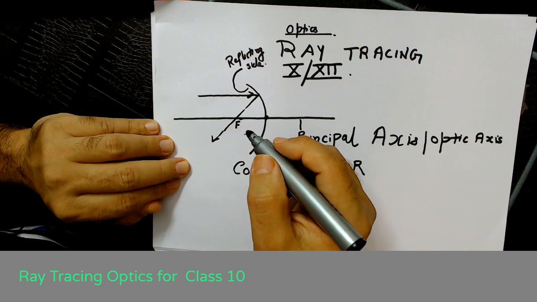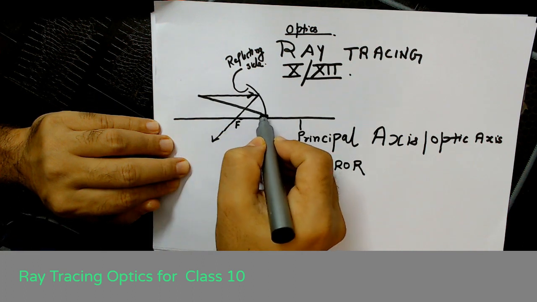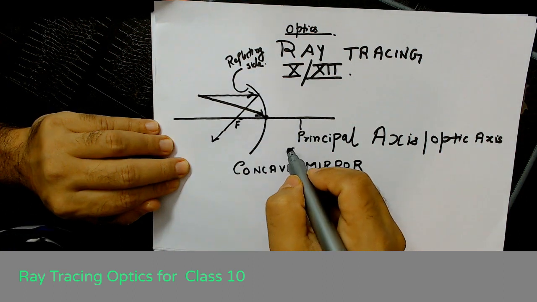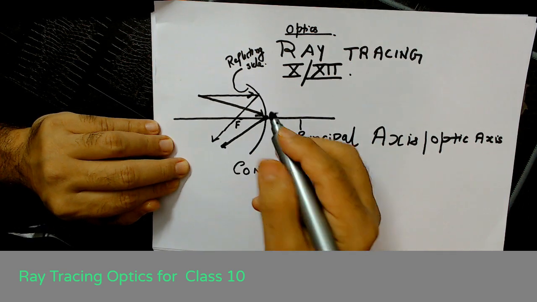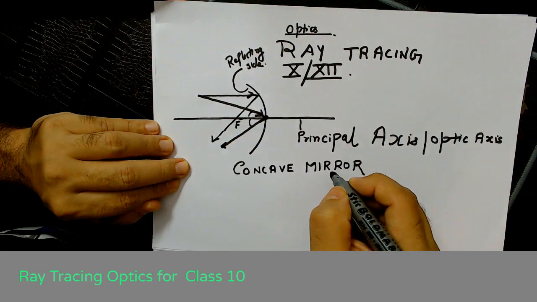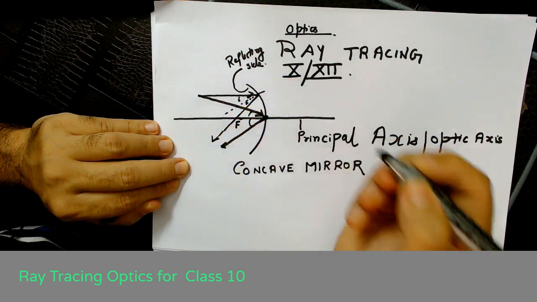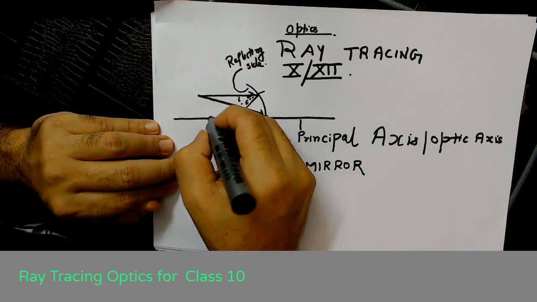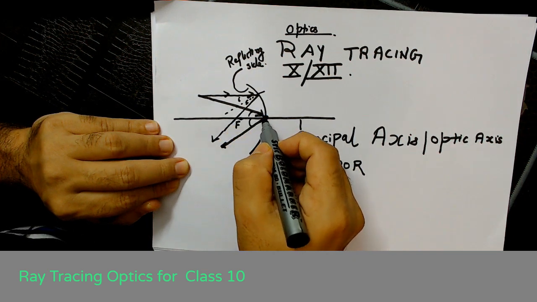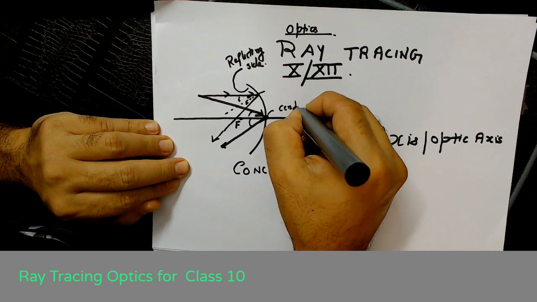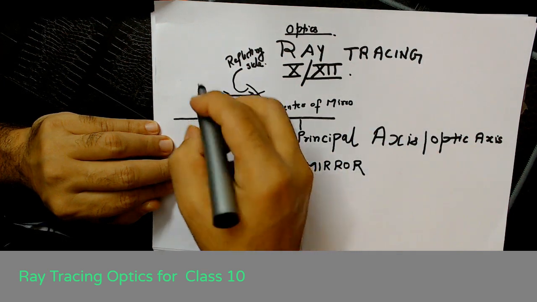The second ray you're supposed to draw has to go towards the center of the mirror. It strikes the mirror at the center and gets reflected at the same angle at which it hit the mirror, because this angle is equal to this angle because of the law of reflection. That is, the angle of incidence is equal to the angle of reflection. So the first ray has gone like this, and the second ray has struck the center of the mirror.